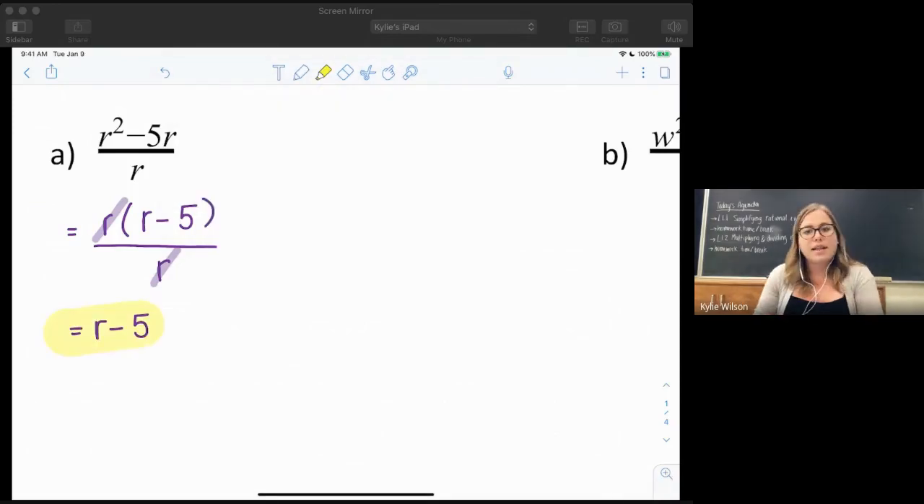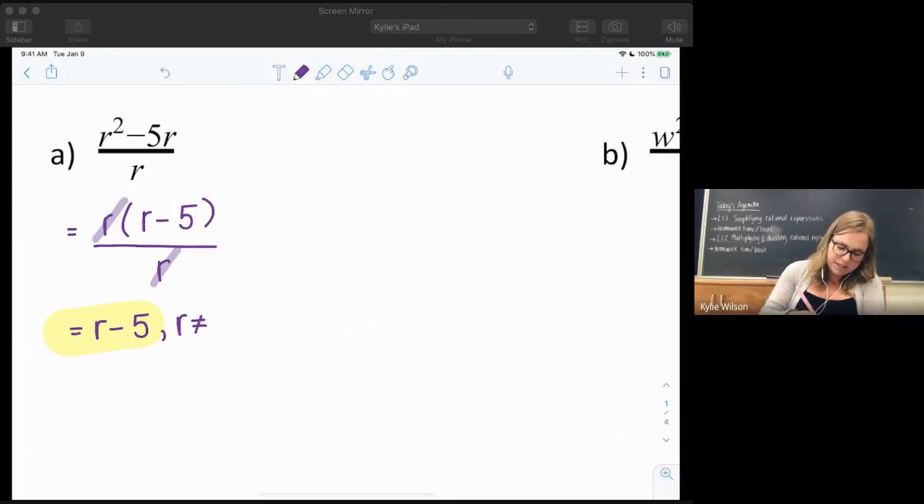Now, the last thing I need to do is find my restrictions. When you find your restrictions, you go through all of your steps and make sure that you find any restriction that existed at any point in your simplification. So if I look, I have an r on the bottom here. r cannot equal 0, because if this equaled 0, the bottom would be 0, and we can't have that. That is a problem. So r cannot equal 0.